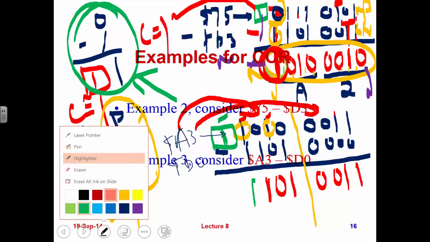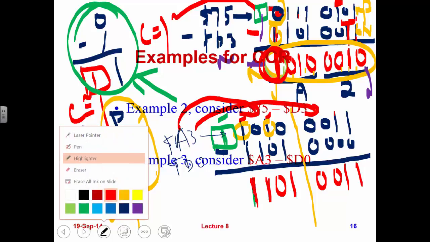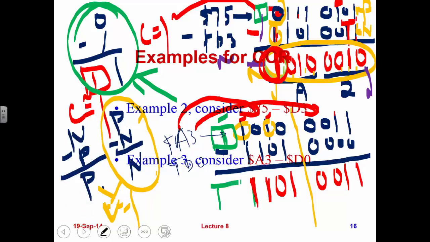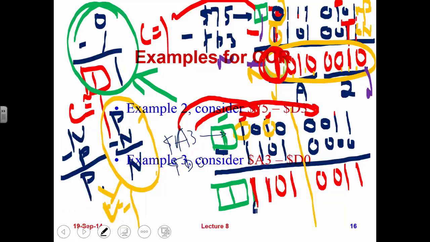Different color here. But don't forget, here we go, we have the borrow bit. So it turns out our result here is, let me show here, the result here is D3 in hexadecimal.